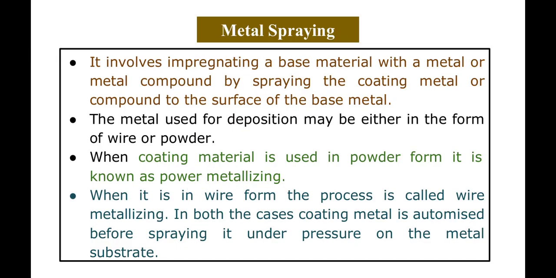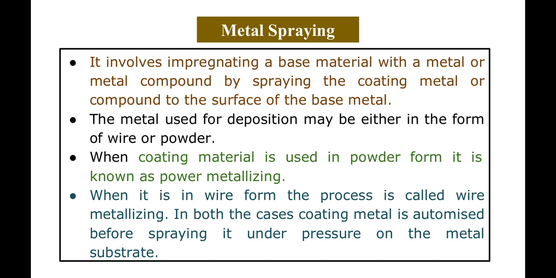Let us discuss the next, that is metal spraying. It is also called spray metallizing, and it involves impregnating a base metal with a metal or metal compound by spraying the coating metal or compound onto the surface of the base metal. The metal used for deposition may be in the form of either wire or powder. Before coating, the surface of the substrate metal is first cleaned perfectly to ensure adhesion of the sprayed metal and deposition of an even and uniform layer. Okay, so this care is taken.